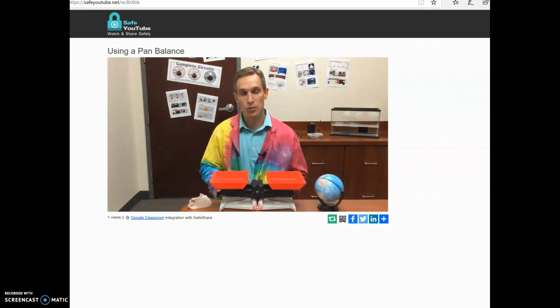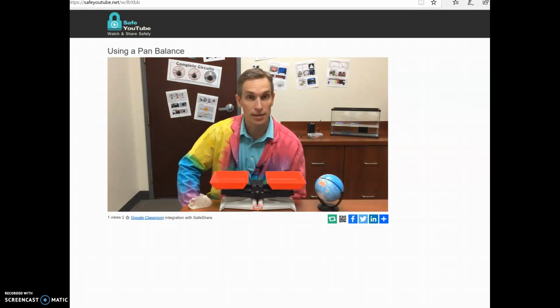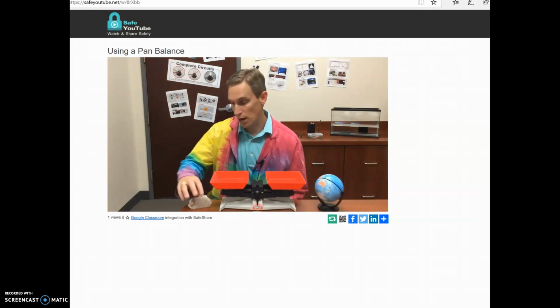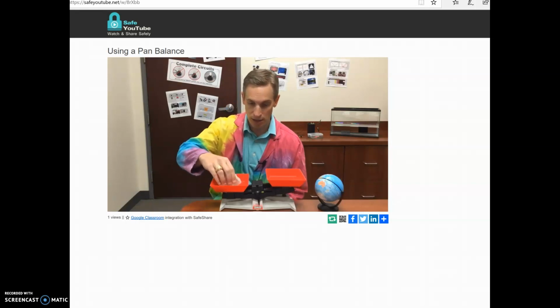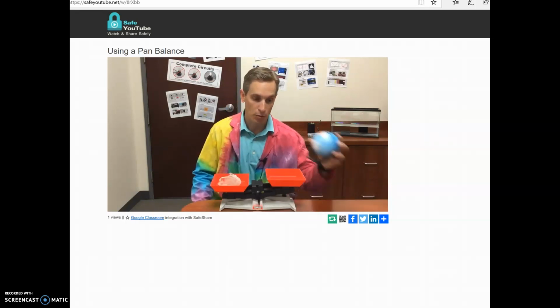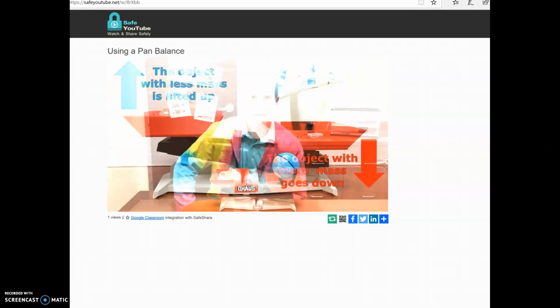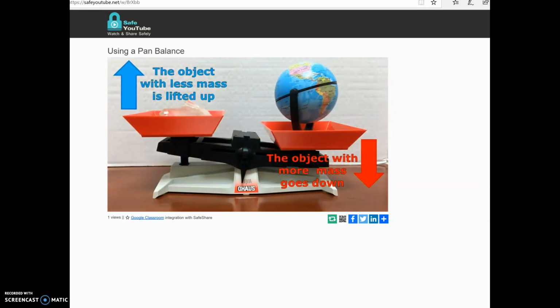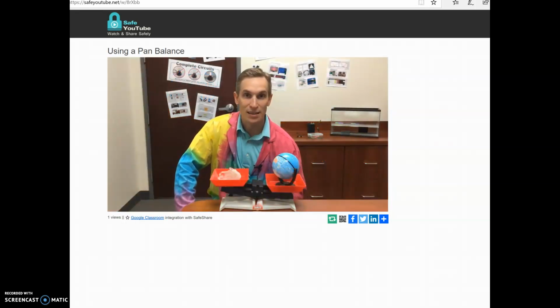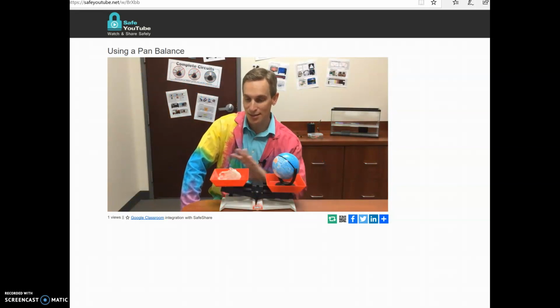To compare the masses of two objects, I just put them on opposite sides of the balance. So I can put my crystal on this side of the balance and my globe over here. The object that has more mass will go down, while the object that has less mass will go up. So here I can see that my globe has more mass than my crystal.